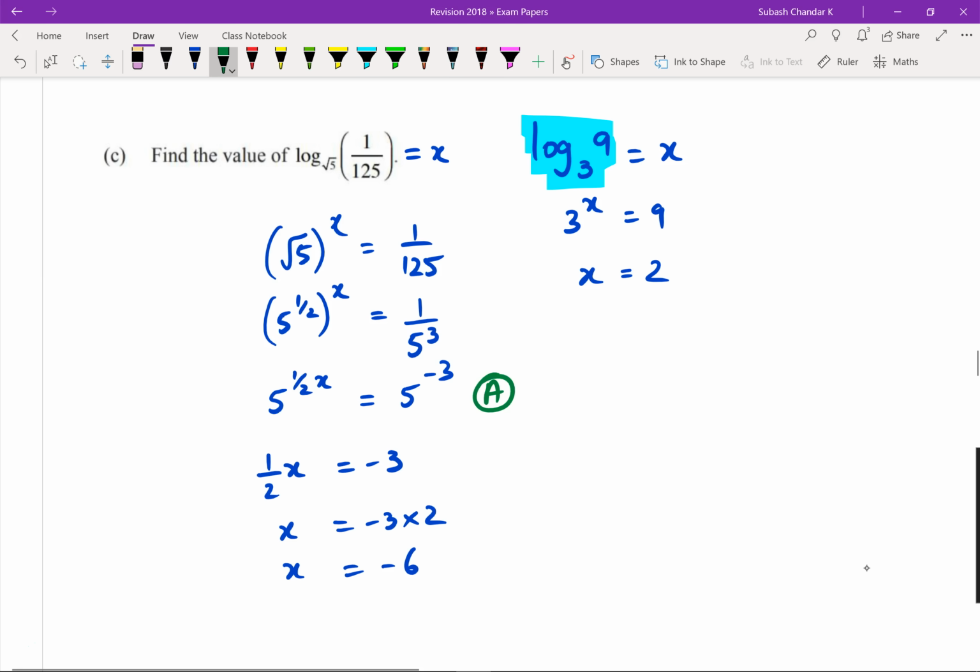I'd probably say somewhere around there. And the final answer gets you a Merit. Guys, I wouldn't risk just writing answers in these exam papers. Just some sort of working or some sort of steps is always going to be beneficial for you.